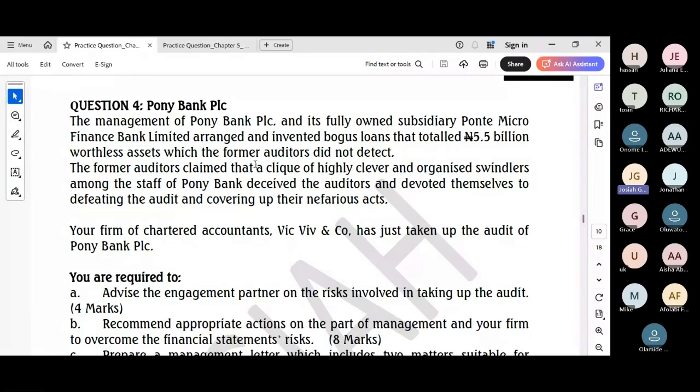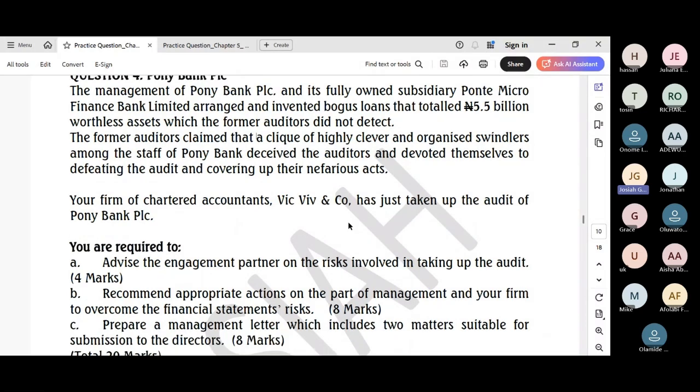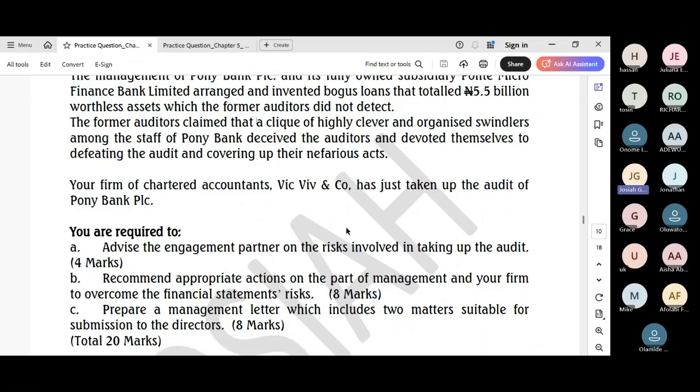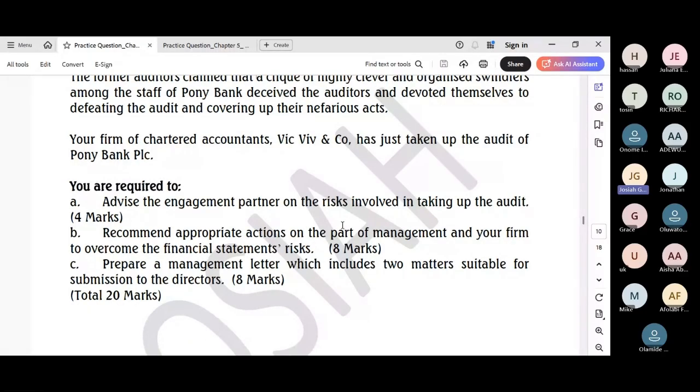Okay, so question 4 speaks to Pony Bank PLC. The management of Pony Bank PLC and its fully owned subsidiary, Ponte Microfinance Bank Limited, arranged and invested bogus loans that totaled 5.5 billion worthless assets, which the former auditors did not detect. The former auditors claimed that a clique of highly clever and organized swindlers among the staff of Pony Bank deceived the auditors and devoted themselves to defeating the audit and covering up their nefarious acts. The firm of chartered accountants Vic Viv and Co. has just taken up the audit of Pony Bank PLC.